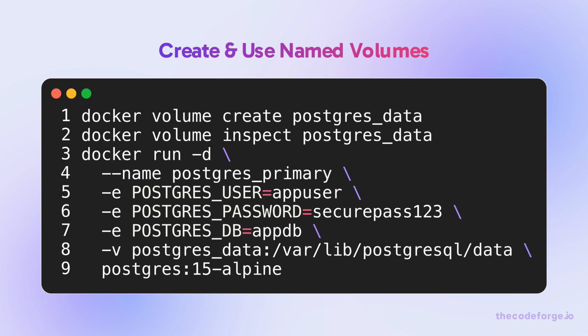Here's how to create a named volume and mount it to Postgres. The volume is managed by Docker. You don't need to know the host path. The -v flag maps the volume name to the container's data directory.